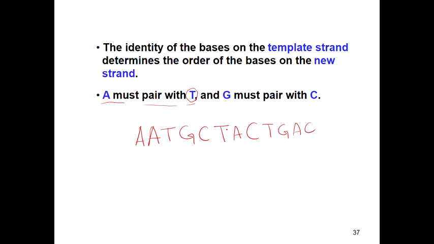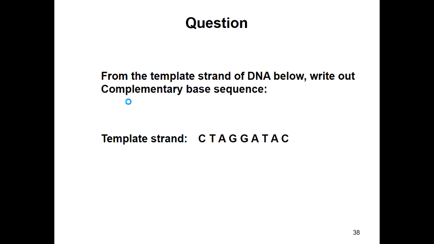Assume that we have this one: T, T, A, C, G, A, T, G, A, C, T, G. You are always going to pair like this. For this example, I ask you to pause the video and answer: how do you write the complementary base sequence for this strand?